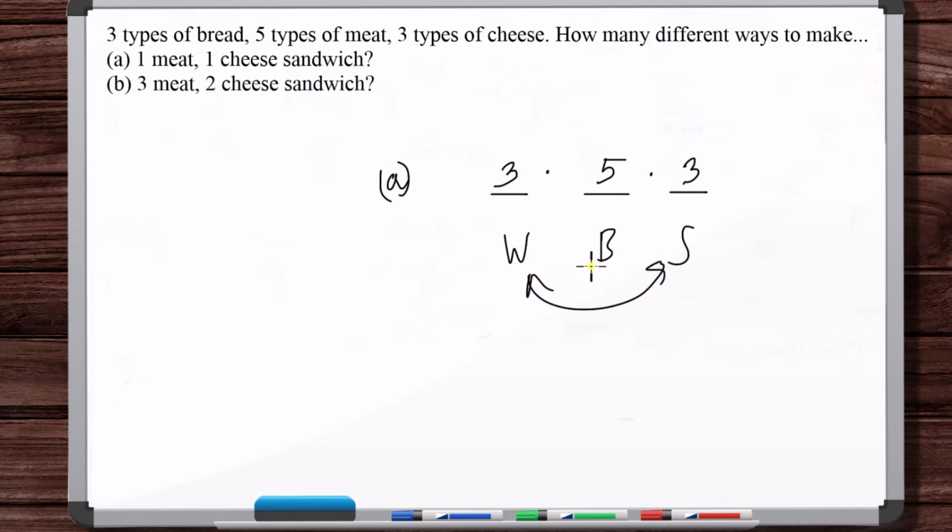No, that doesn't make any sense here. These are independent. We're pulling from independent groups. You can't have a cheese over here. So the answer to the first question is 15 times 3, which is 45.